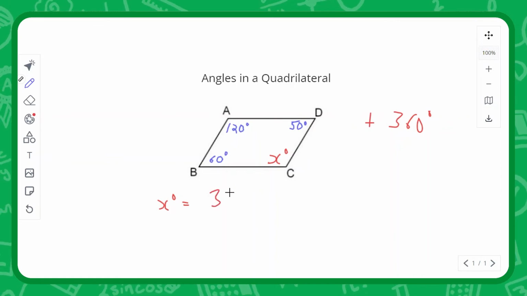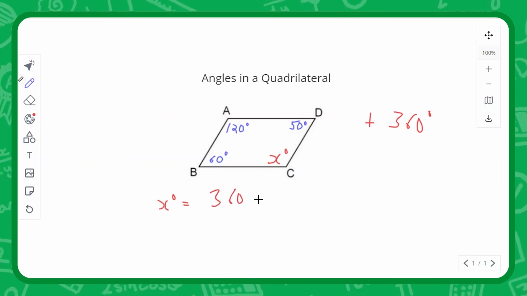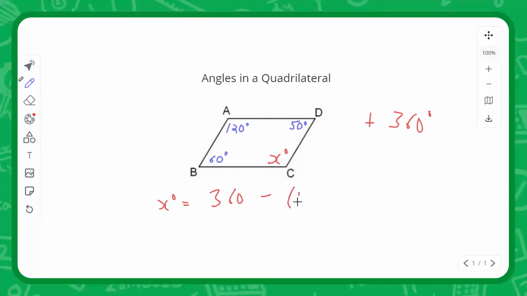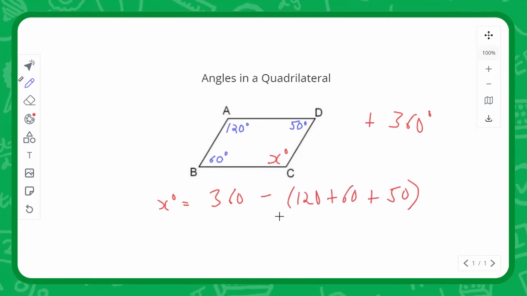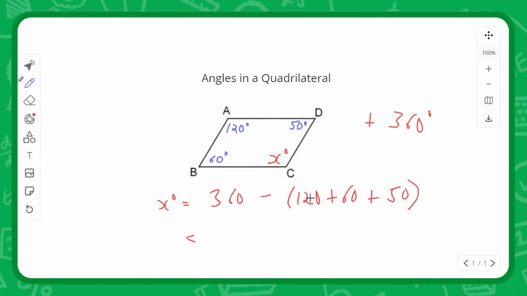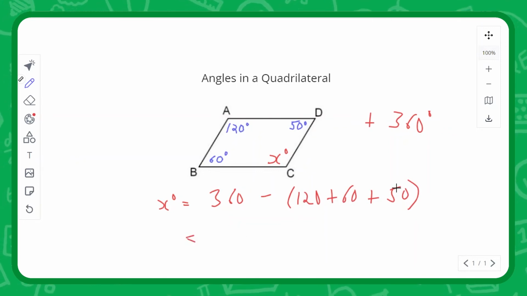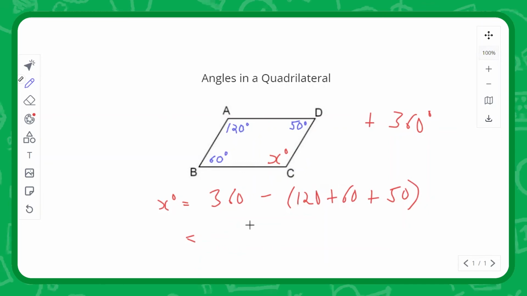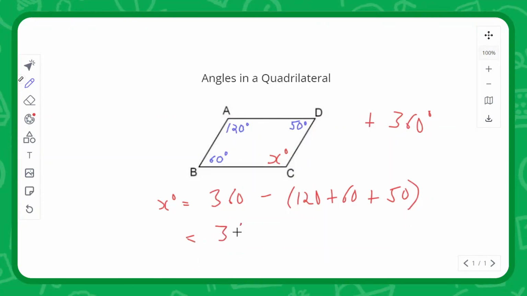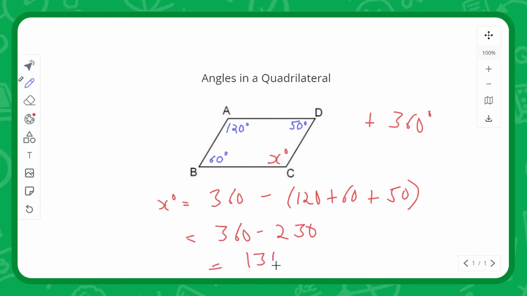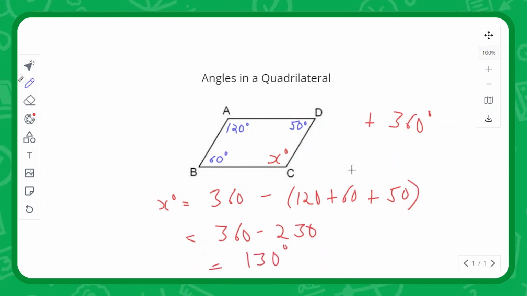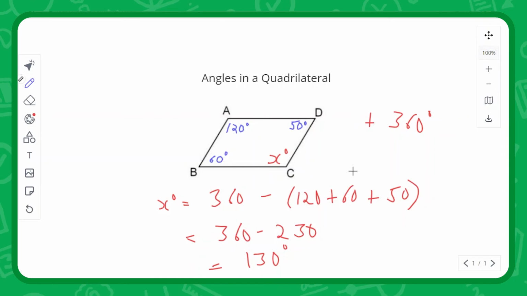And so we say that 360 degrees in this quadrilateral, take away all 3 of these other angles added together. And so we get 120 plus 60 is 180, plus 50 is 230. And so we get 360, take away 230, and x therefore is equal to 130 degrees in this example.